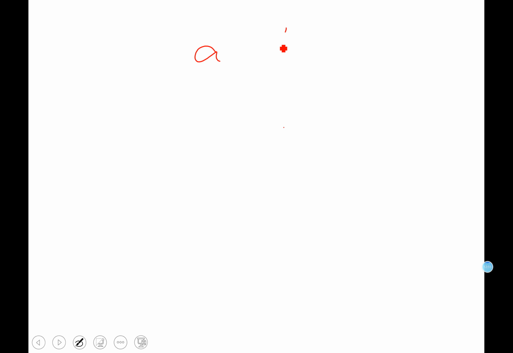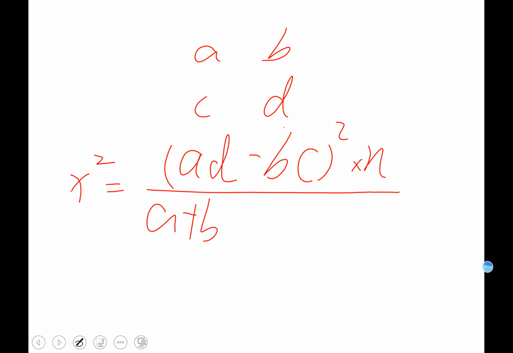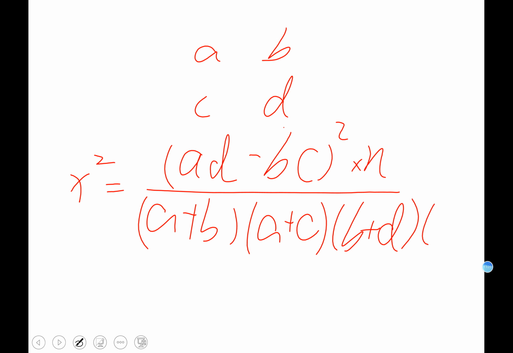So here, these are the 4 most important numbers in the table: A, B, C, and D. And the chi-square value equals A times D minus B times C, squared, times N, over A plus B times A plus C times B plus D times C plus D.